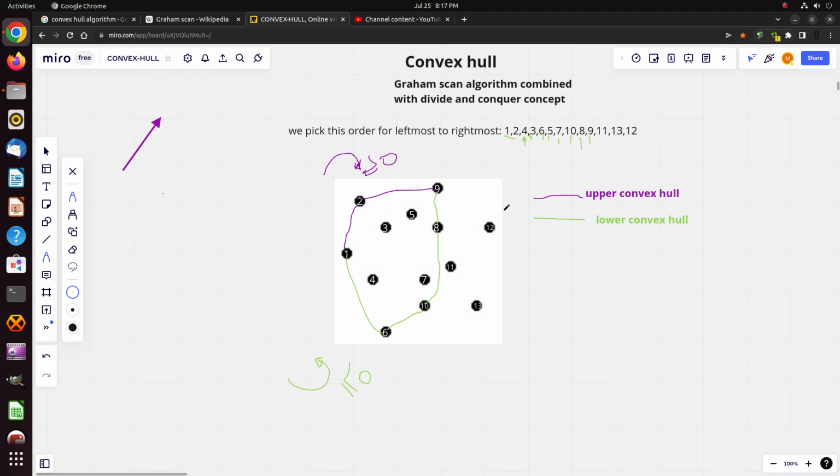I repeat, if you don't know what the rotation is or how to compute the rotation of a point with respect to two other points, you can see the part of the video, part one, where I explain this. Next point is 11.